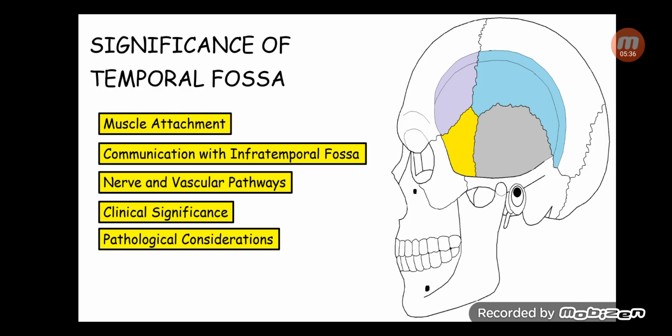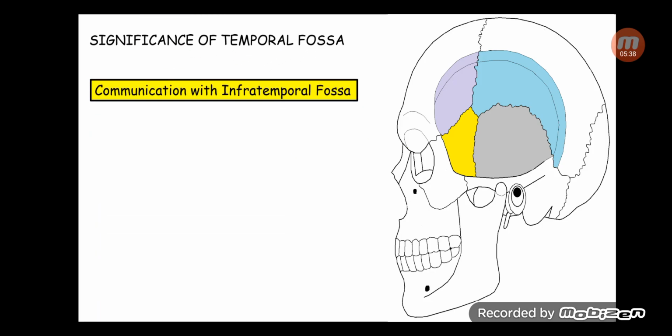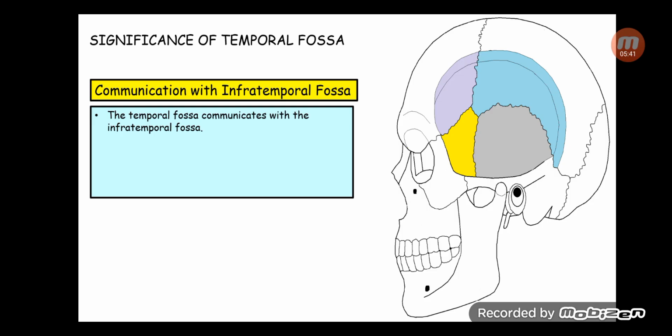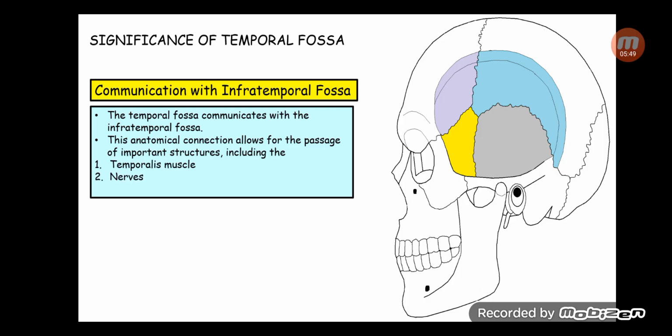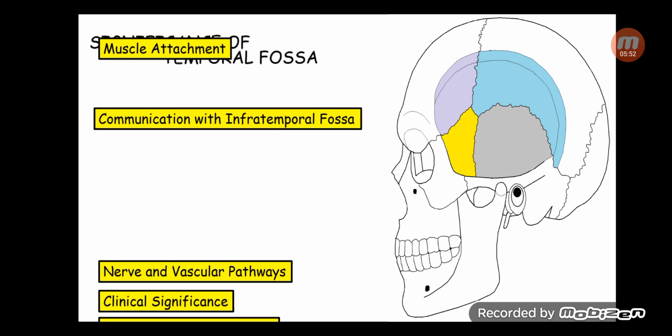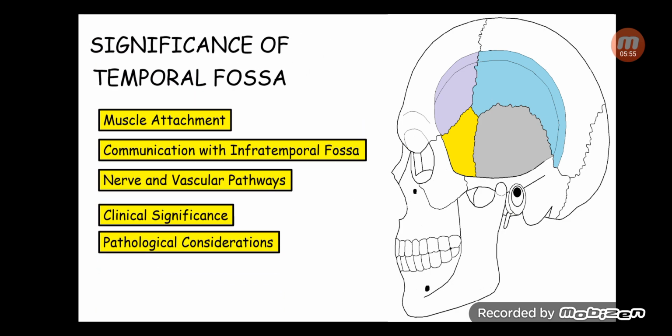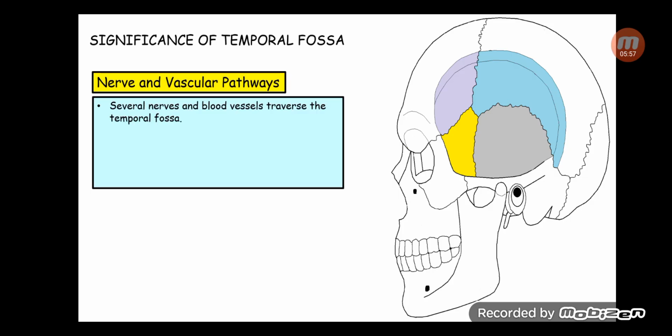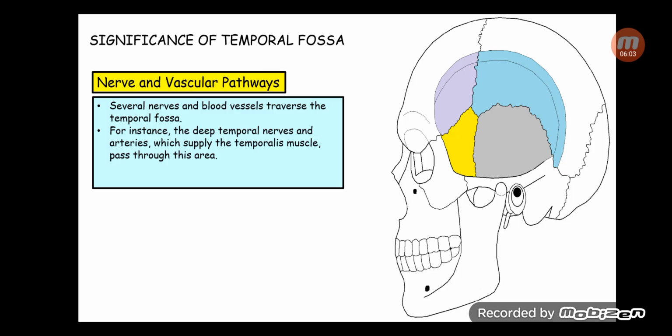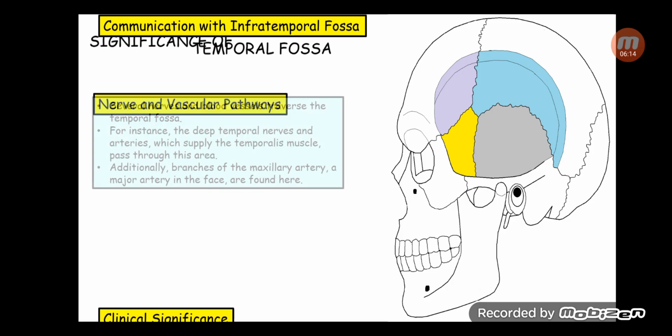The second significance of the temporal fossa is communication with the infratemporal fossa. The temporal fossa communicates with the infratemporal fossa. This anatomical connection allows the passage of different important structures, including the temporalis muscle, nerves, and blood vessels. The next significance is the nerve and vascular pathway. Several nerves and blood vessels traverse the temporal fossa. For instance, the deep temporal nerves and arteries, which supply the temporalis muscle, pass through this area. Additionally, branches of the maxillary artery, a major artery in the face, are also found here.